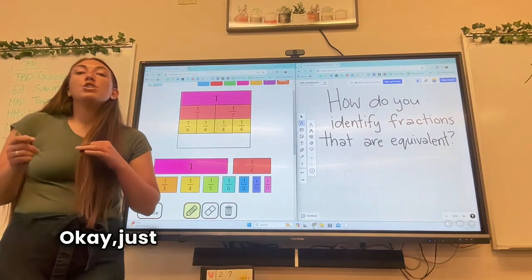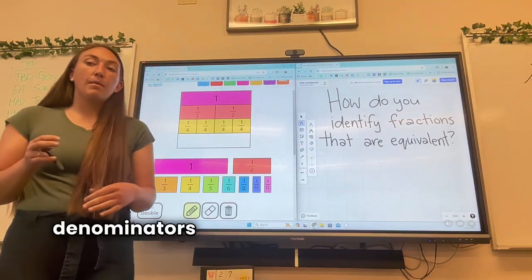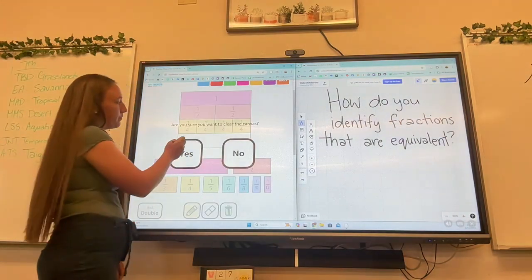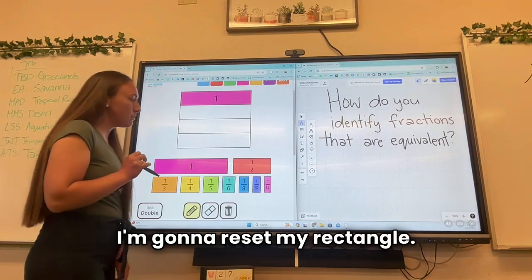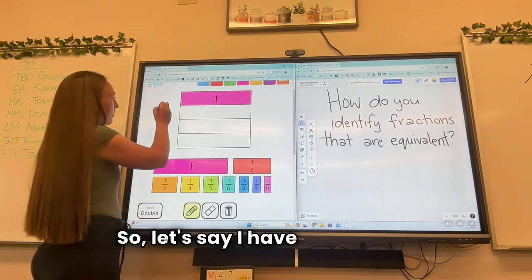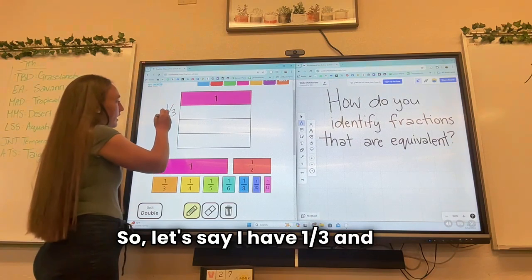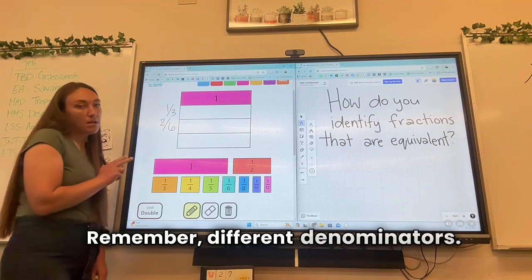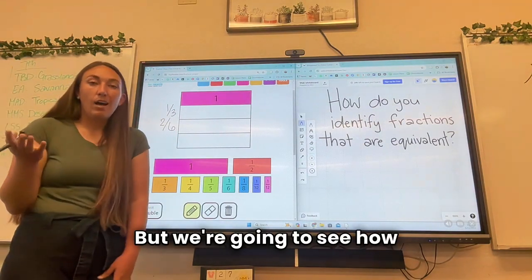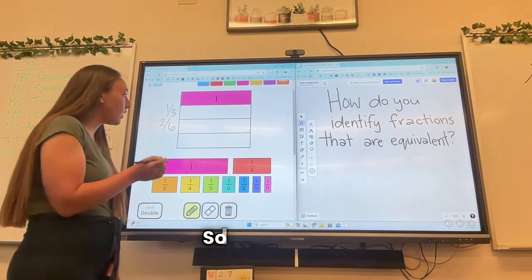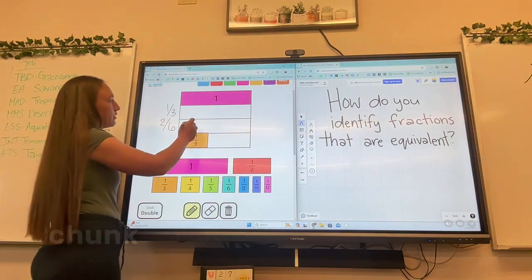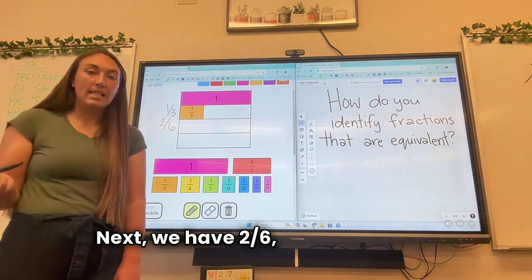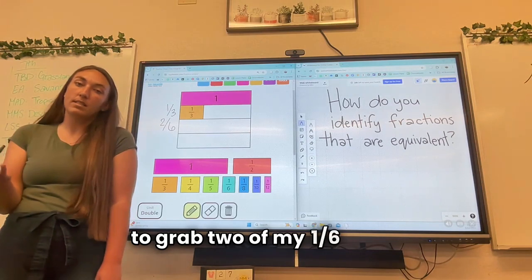Okay? Just because the numerators or the denominators are different does not mean that the fractions are not equivalent. I'm going to reset my rectangle. So let's say I have 1/3 and 2/6. Okay? Remember, different denominators, but we're going to see how much space each one takes up. So I have 1/3. I'm going to grab my 1/3 chunk here and put it up here. Next, we have 2/6, meaning I need to grab 2 of my 1/6 parts.